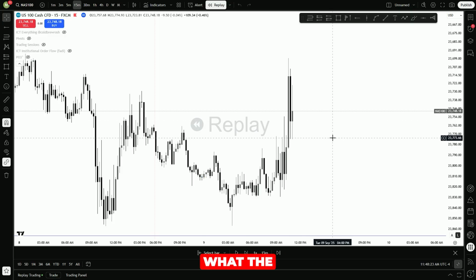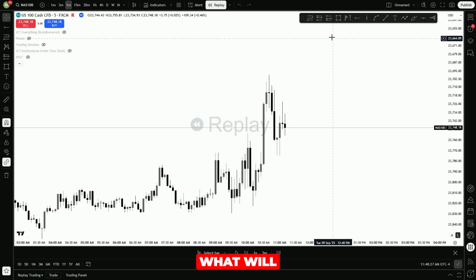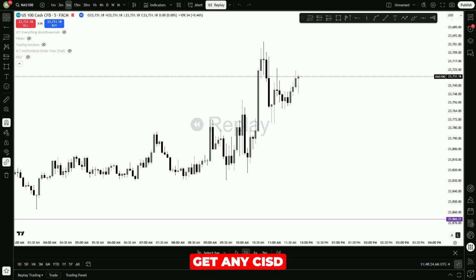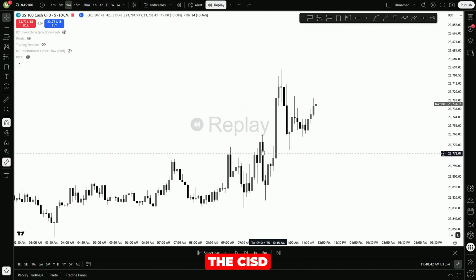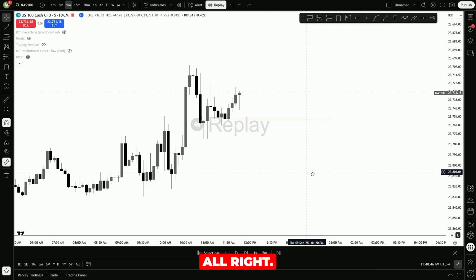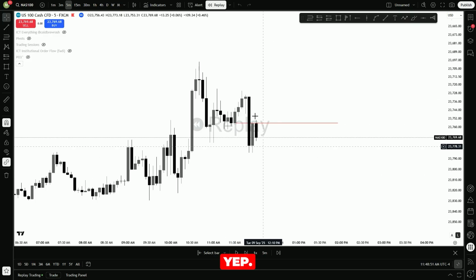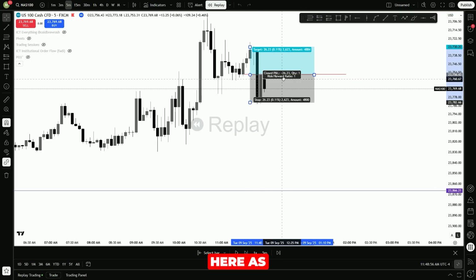Now we're going to move toward the 5-minute and see what will happen. Okay, we didn't get any CISD right now. Here's the twist. This is where we got the CISD. This is the series of last down close candles. If you see, yep, this is where you got the CISD. Now you can enter over here as well and over here as well.